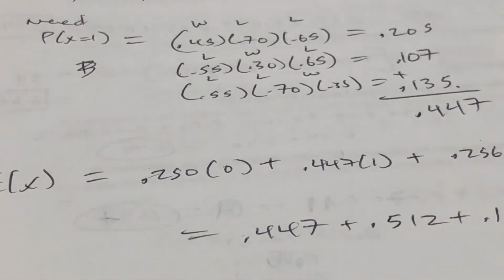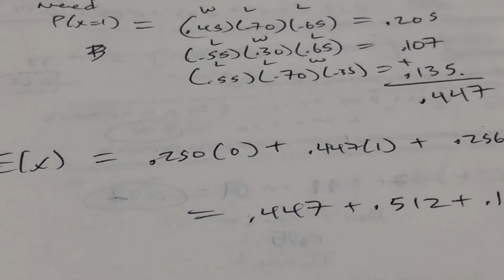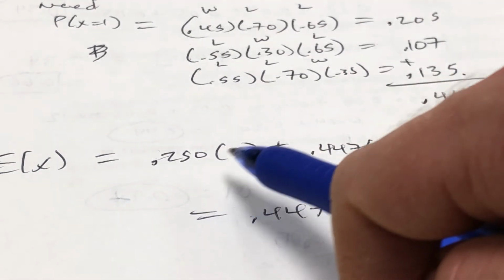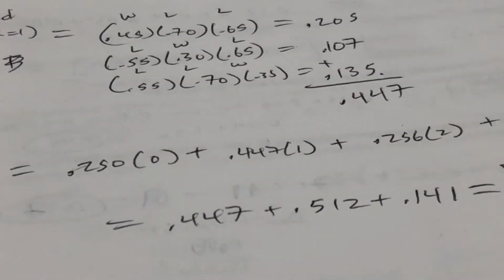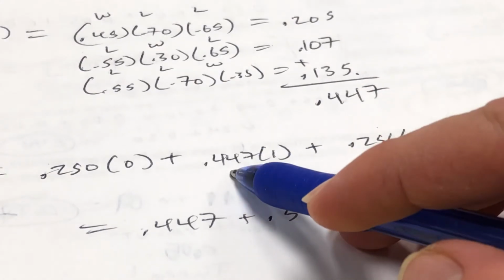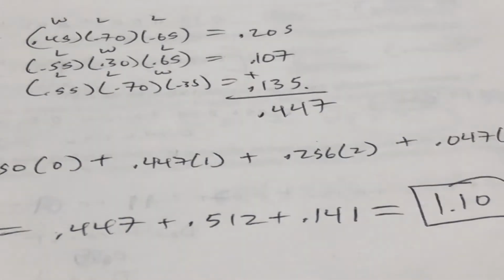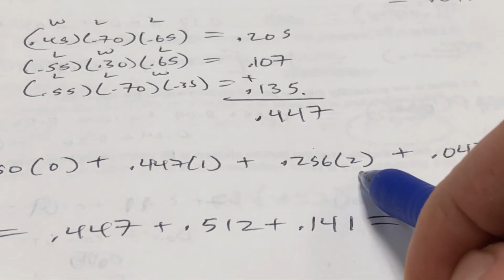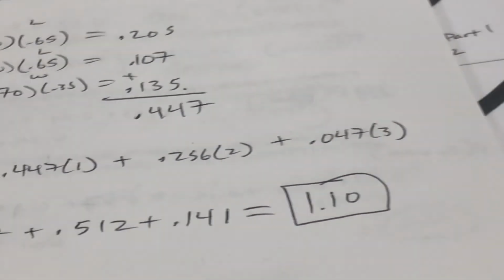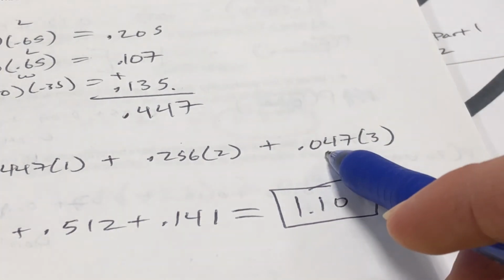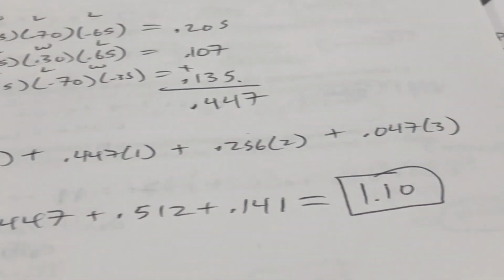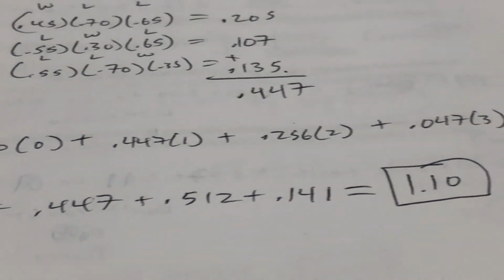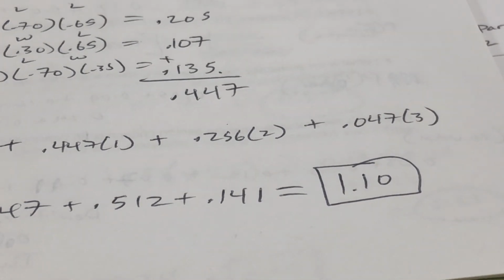So for expected value of X, this is the probability of winning 0 races times that value of X, which is 0. Probability of winning 1 race times the value of X, which is 1. Probability of winning 2 races times the value of X, which is 2. Probability of winning 3 races times the value of X, which is 3. Add them all up, 1.1 races.